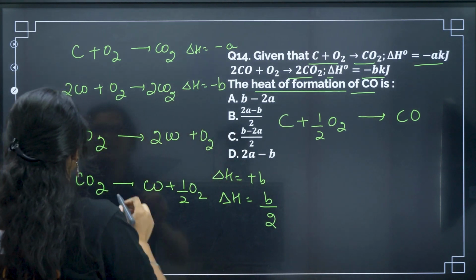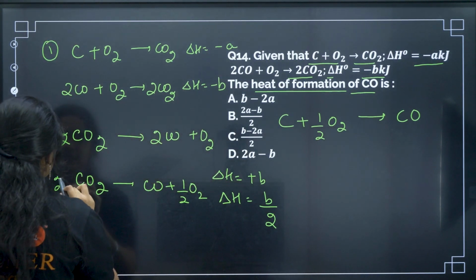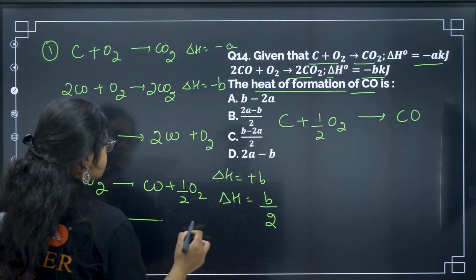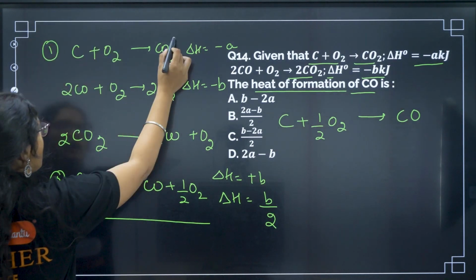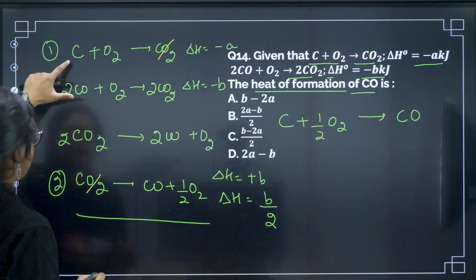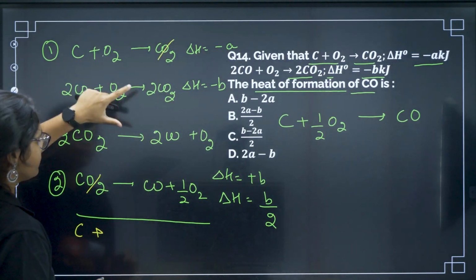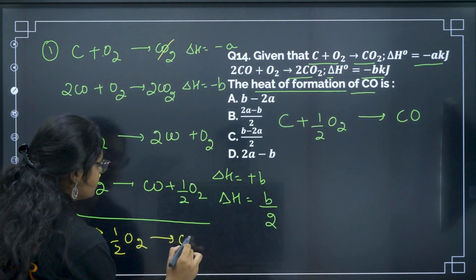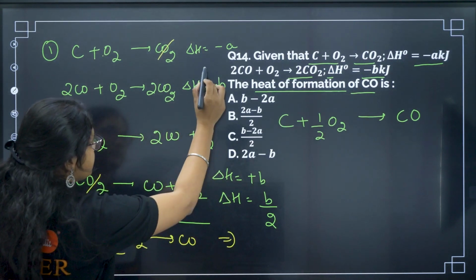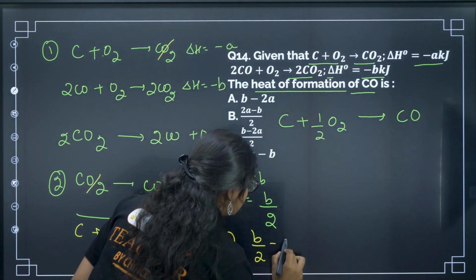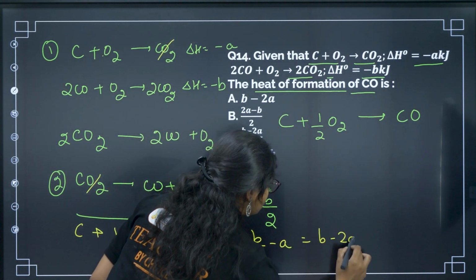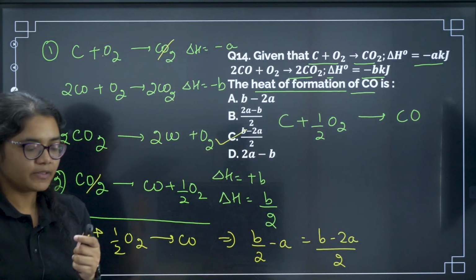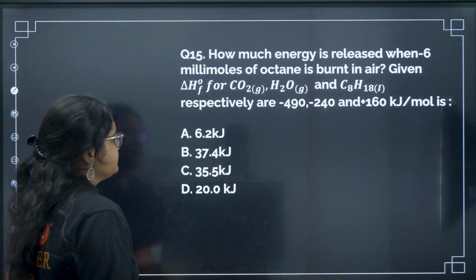So now we have two equations. This is my first equation and this is our second equation. Add these two equations to get this equation. So if we add these two equations, you can see here carbon dioxide will be cancelled from both sides. We are left with C here and 1 O2 here and half O2 here. So we'll get C plus half O2 gives CO. So now if you see the equation, we'll have B by 2 minus A, that is equal to B minus 2A by 2. Okay, so the correct answer for this question is option number C. Let us see the next question.